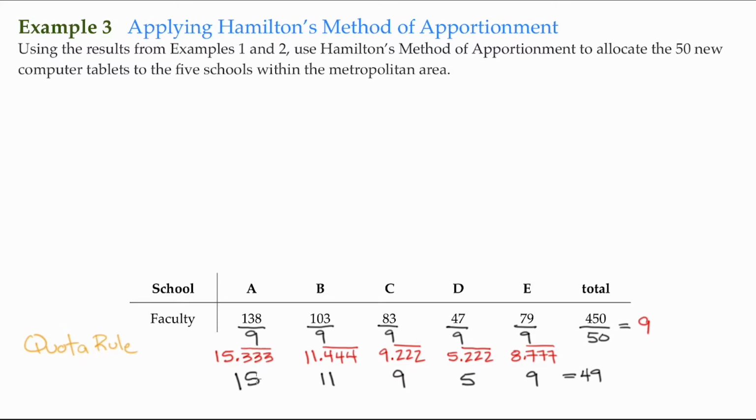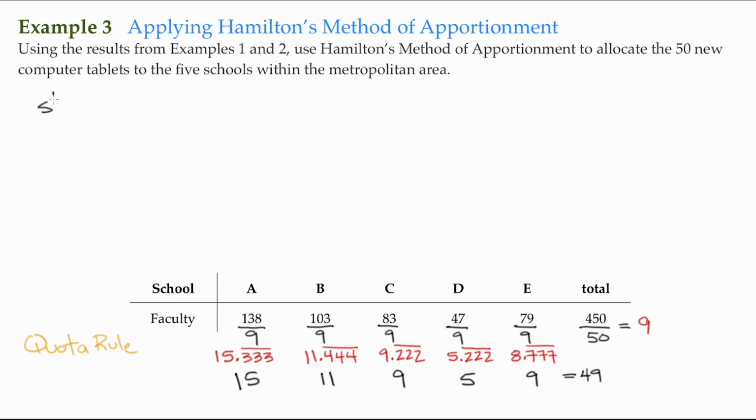So this rounded down to 15, this rounded down to 11, this rounded down to the nearest integer 9, this rounded down to the nearest integer 5, and then this rounded up to the nearest integer 9. However, the dilemma that occurred is that when we added all these up, it came out to be 49 tablet computers. So we had 1 tablet computer left over. So Hamilton had an idea of how to be able to distribute those leftovers. So he did it in 4 steps.